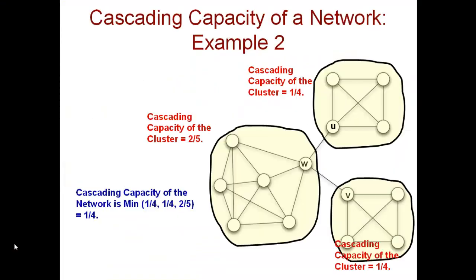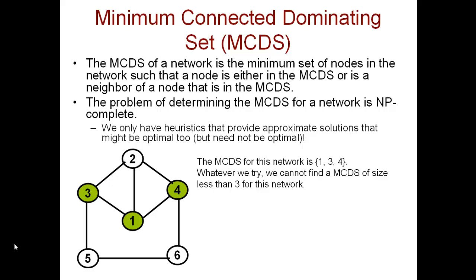Okay, so in the previous videos, we saw how to find the cascading capacity of the network based on the cascading capacities of the clusters of the network. Now, this is possible if we can clearly identify the clusters within a network. Now, what if we cannot identify the clusters within a network?